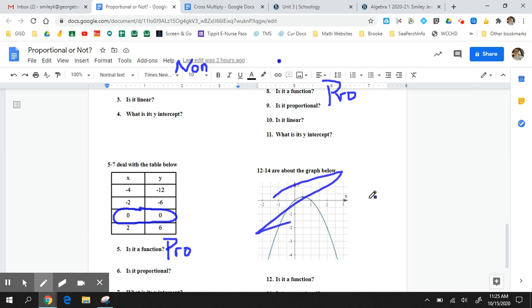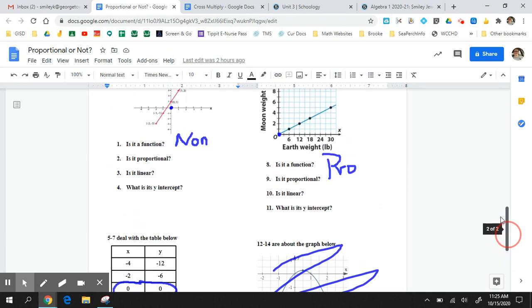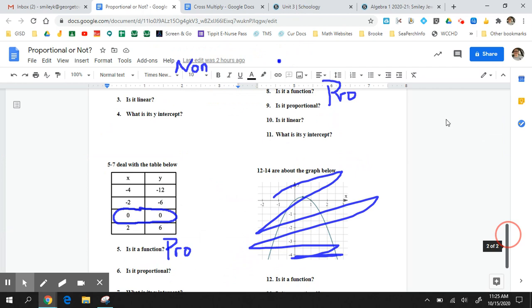And then we're not doing this one at all. Let's see if there was another one below it. I don't believe so. Okay, so those are some examples of proportional and non-proportional.